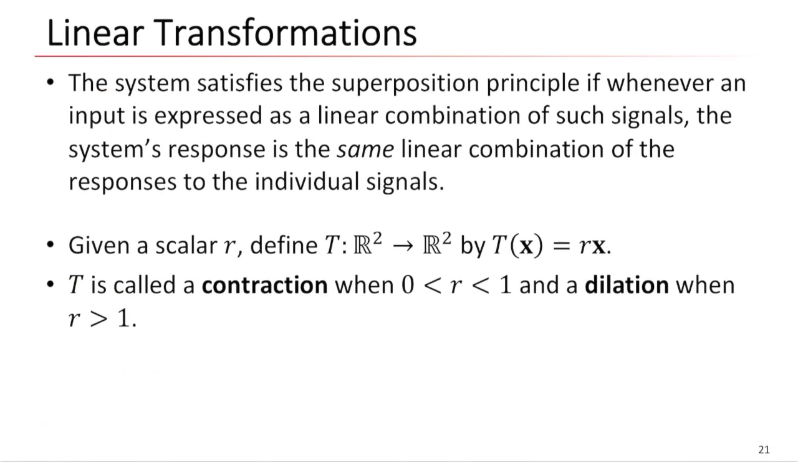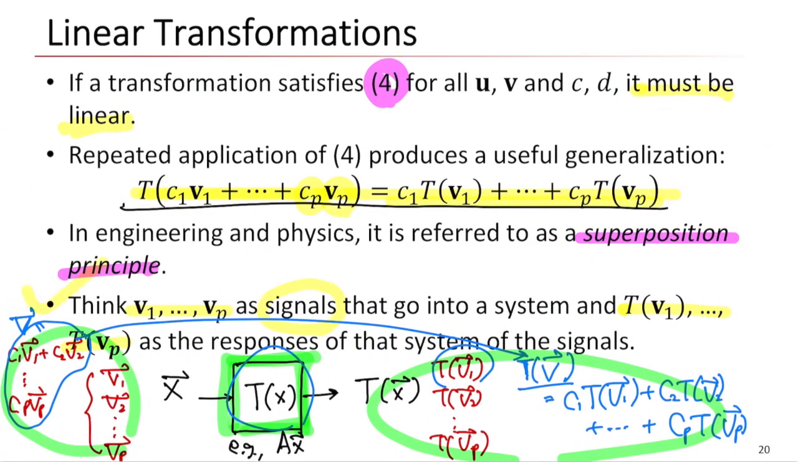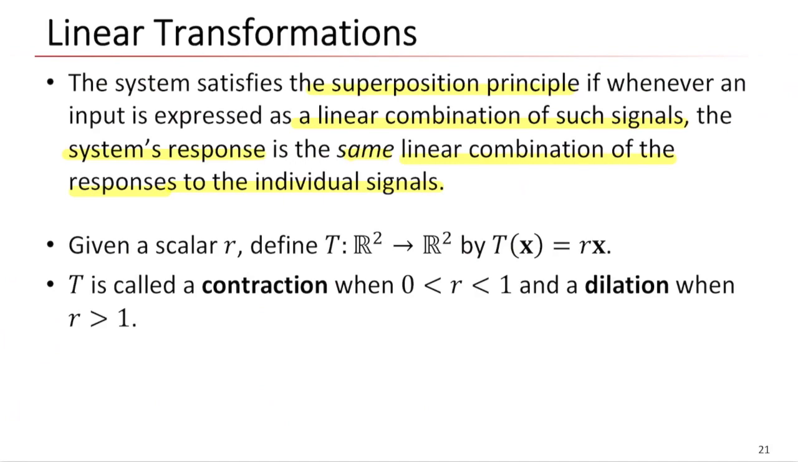There is a statement: the system satisfies the superposition principle if, whenever an input is expressed as a linear combination of such signals, the system response is the same linear combination of the responses to the individual signals. Something like this.